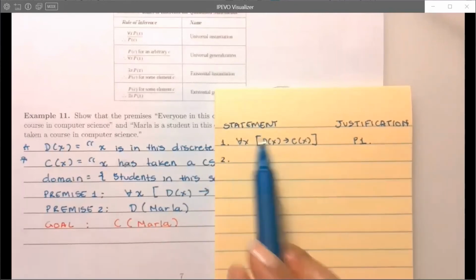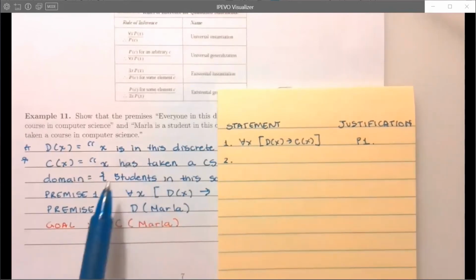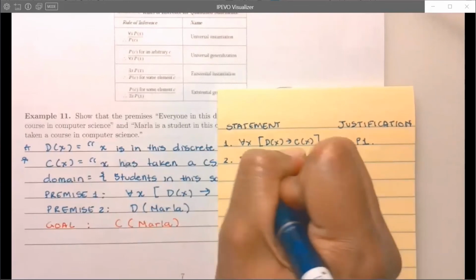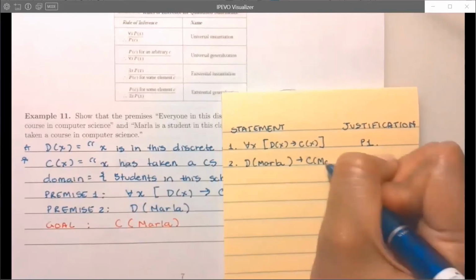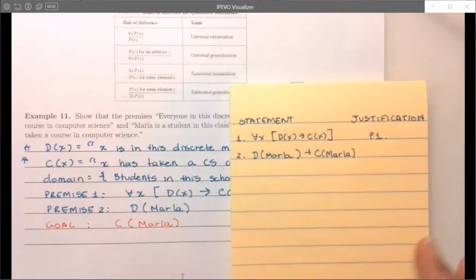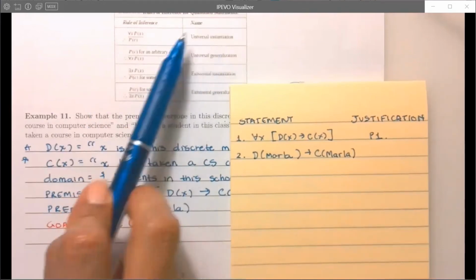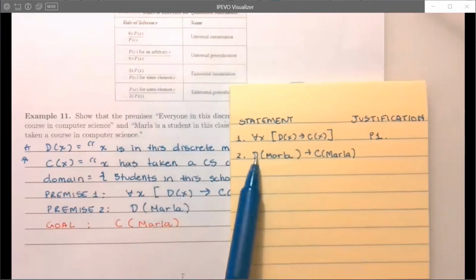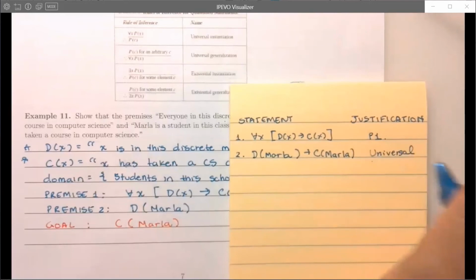Now, if it's true about every student in the domain, so if it's true about every student in the school, then Marla is a student, right? So I can say it's true about Marla. So D of Marla implies C of Marla. If Marla is in this discrete math class, then she's taken a computer science course. So this would be an example of universal instantiation. We went from something that was general to something that was particular, about a particular element in the domain.